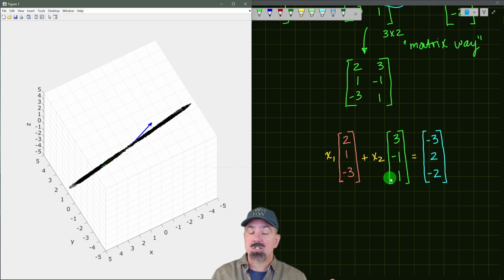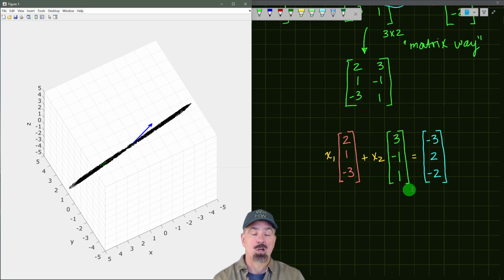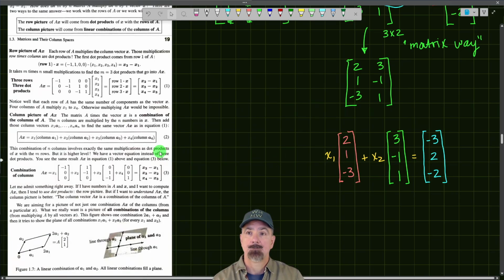Generally, if we have 3 equations and 2 unknowns, we wouldn't expect to be able to find a solution. Maybe we can, but there's no reason to think that in most situations we would be able to do that. And certainly in this situation, we can't, because that blue vector does not lie in the column space of A.